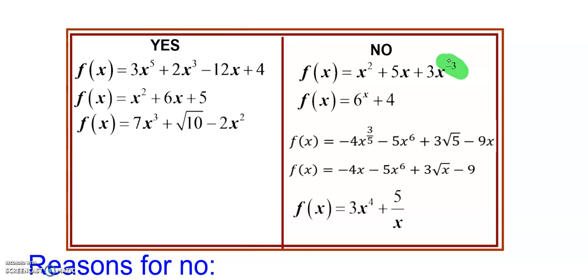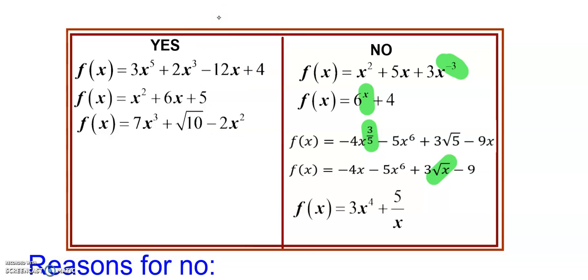Here, we have a negative exponent, right? Not a polynomial. Here, I have a variable that is an exponent. A variable is not an integer. It can be an integer at times, but it's not always an integer and not always non-negative as well. Here I have a non-integer exponent, so that's causing a problem. And here I have the root on the variable.